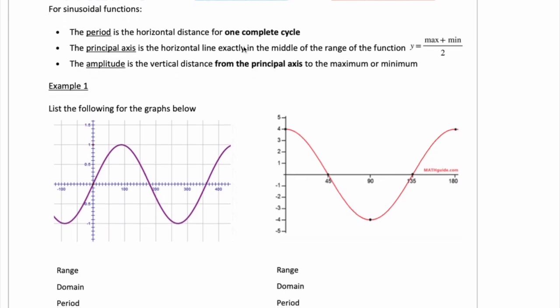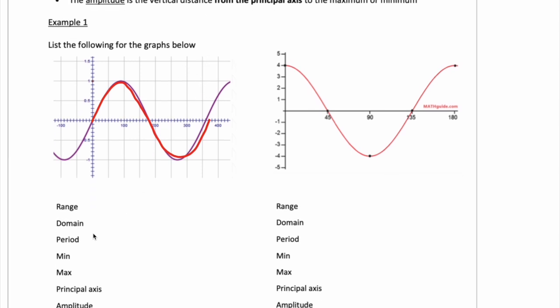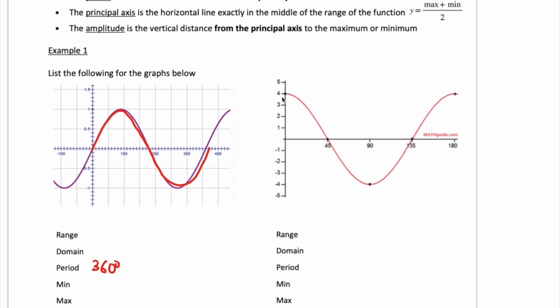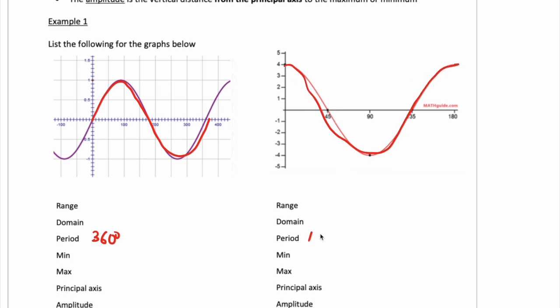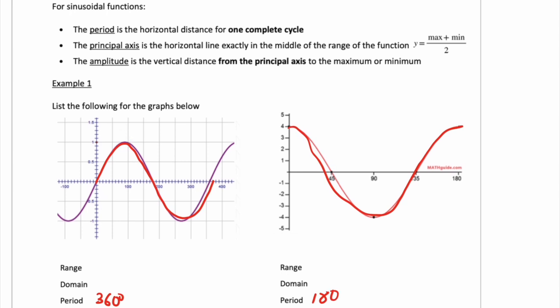Okay, a period is how long it takes for one complete cycle. So for this graph here, the period looks like it's 360. Okay, the period here is 360. That's how long it takes for one complete cycle. Here, the whole cycle goes up to 180, so the period is 180. And to calculate, we'll get to that in a second. The period is one complete cycle.